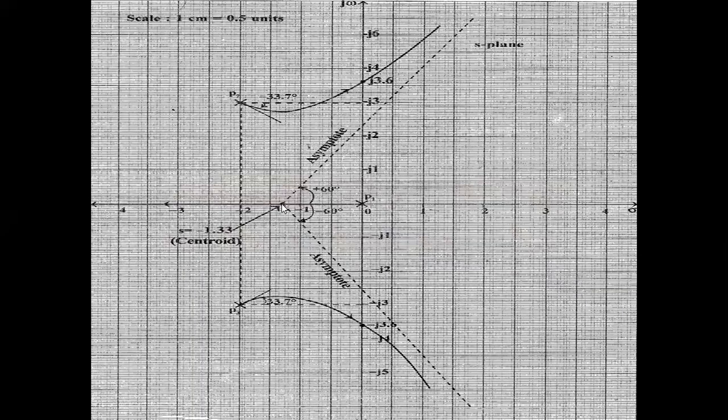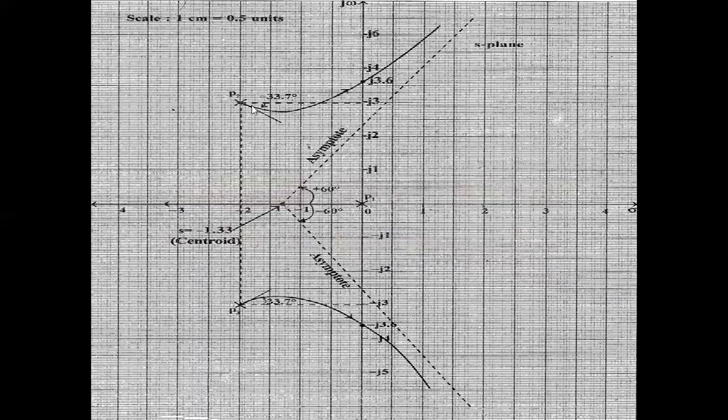The intersection point of the asymptotes is the centroid, the starting point of the asymptotes. So it is at minus 1.33. Along this straight line asymptote, it moves and reaches the zero, which is at infinity. There are no breakaway points for this system. The angle of departure is minus 33 here, and here it is plus 33.